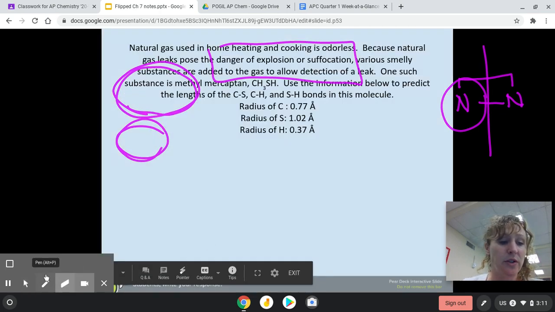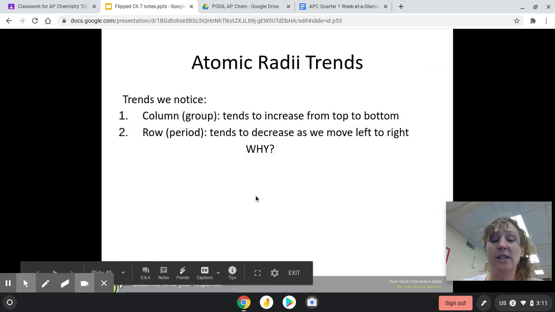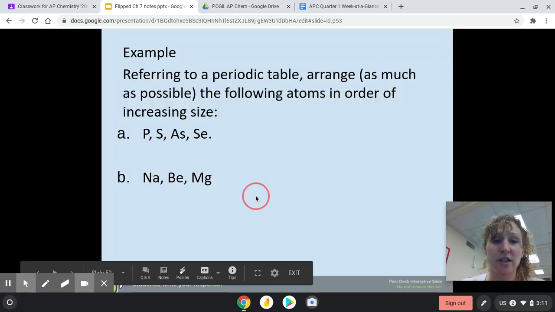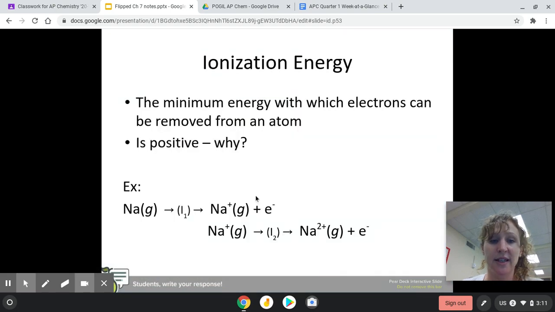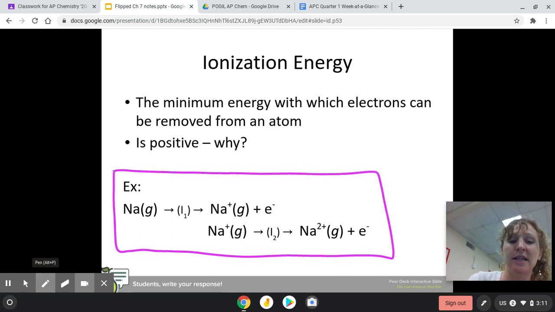All right, we can do this practice together. We talked about atomic radius trends and the justification. We're going to do this practice together. We talked about ionization energy and the justification. Here is an example of how it will be written out. And here's your extra detail about ionization energy.